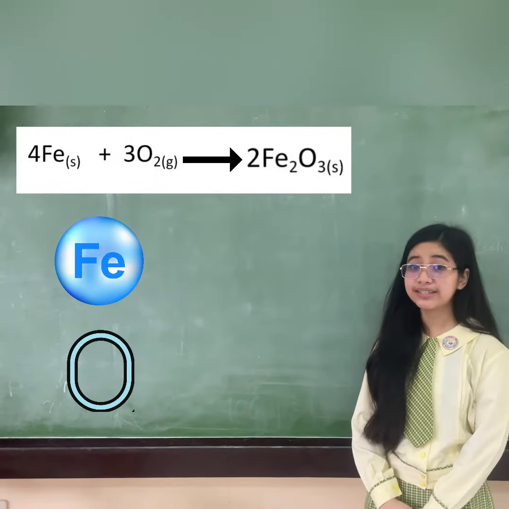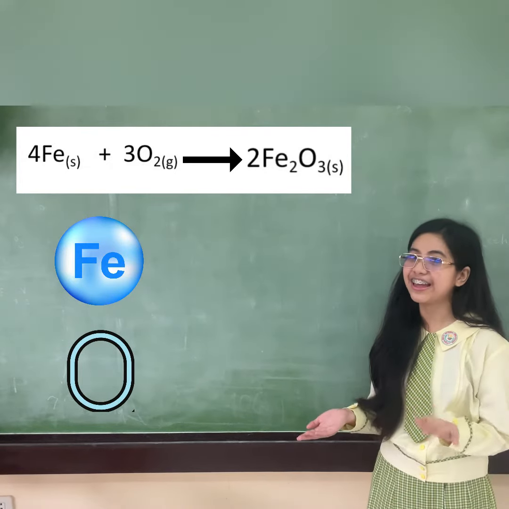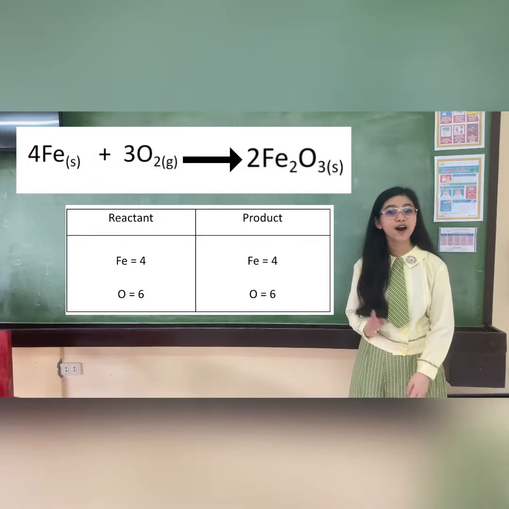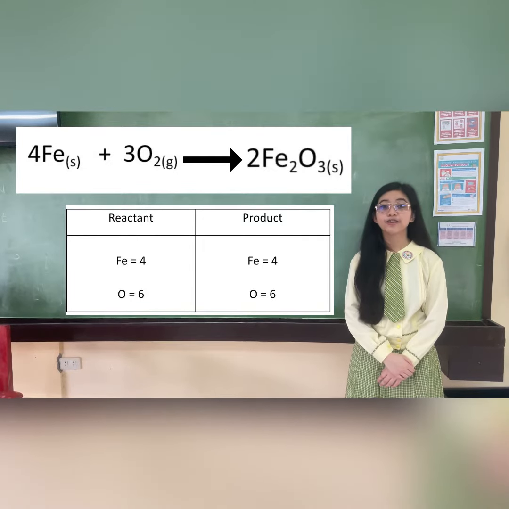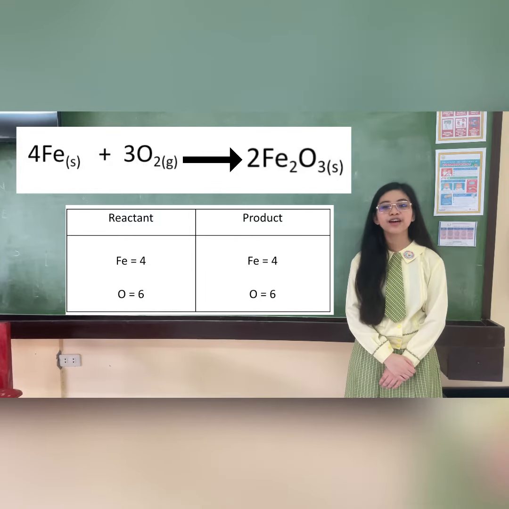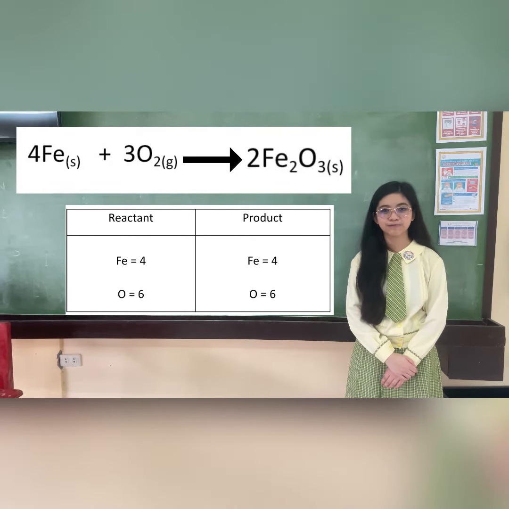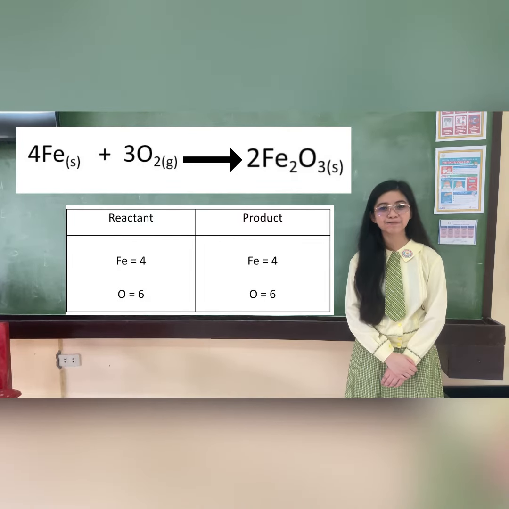Now, after writing the coefficient, let us check the number of atoms for iron and oxygen. On both sides of the equation, the number of atoms for iron is 4. For oxygen, the number of atoms on the reactant and the product side is 6. Now, the equation is balanced.